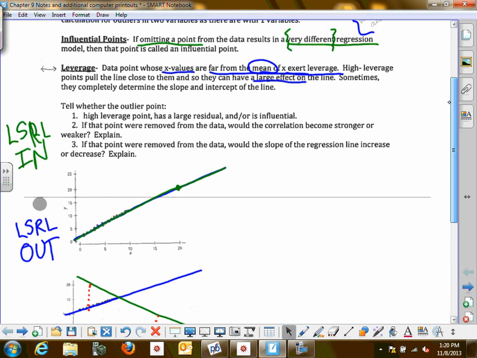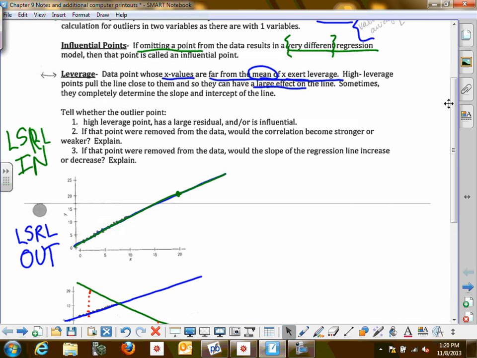Now let's answer these questions. Number 1. Tell whether the outlier points have high leverage. Does this outlier point have high leverage? Yes, it does. It is far away from the mean of x. High leverage. Is it exerting its influence, by the way? It is not currently exerting its influence, but it has the potential to be very influential. It's not currently being that way. Does it have a large residual? No, it doesn't. It's small to no residual.